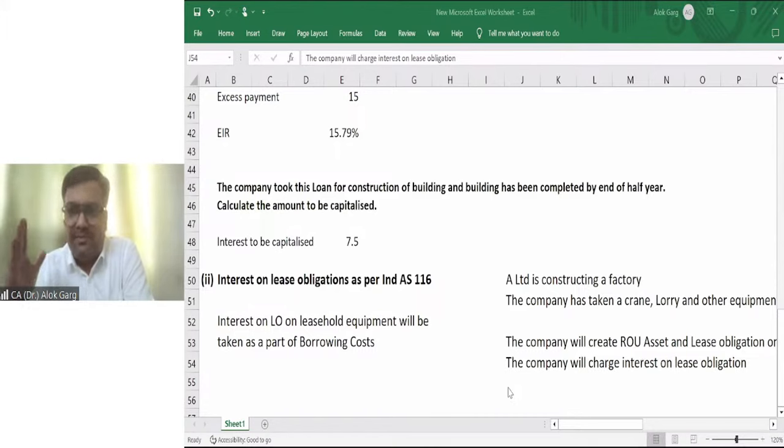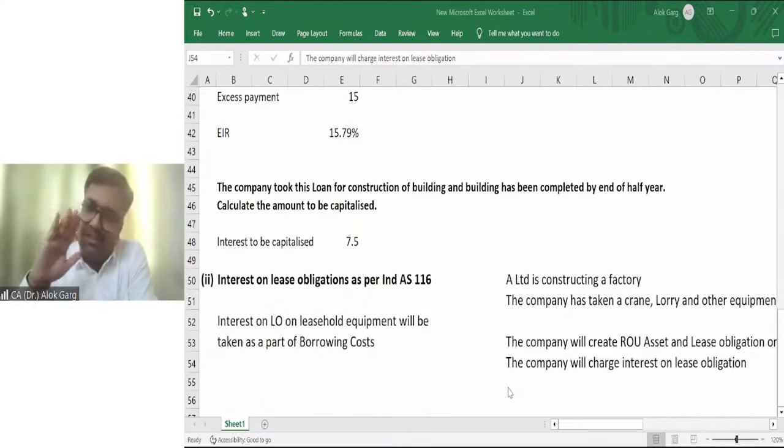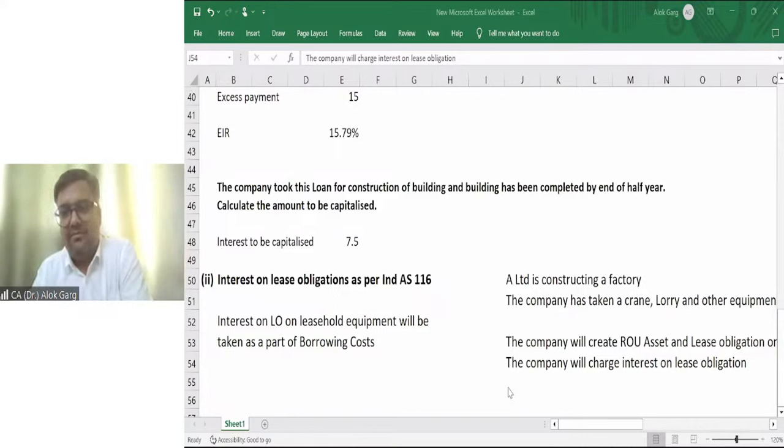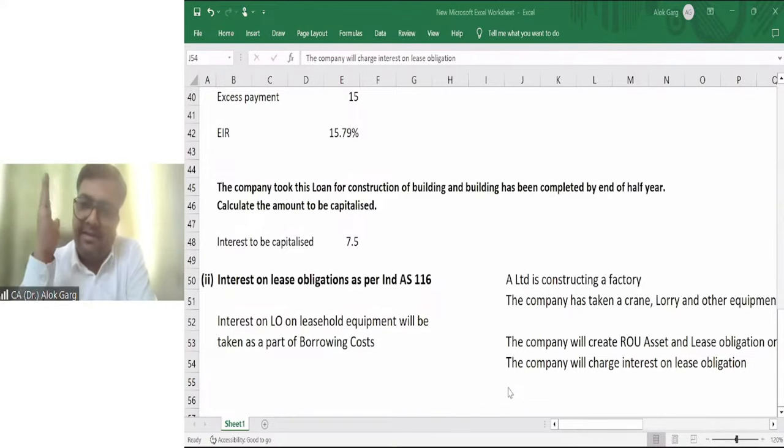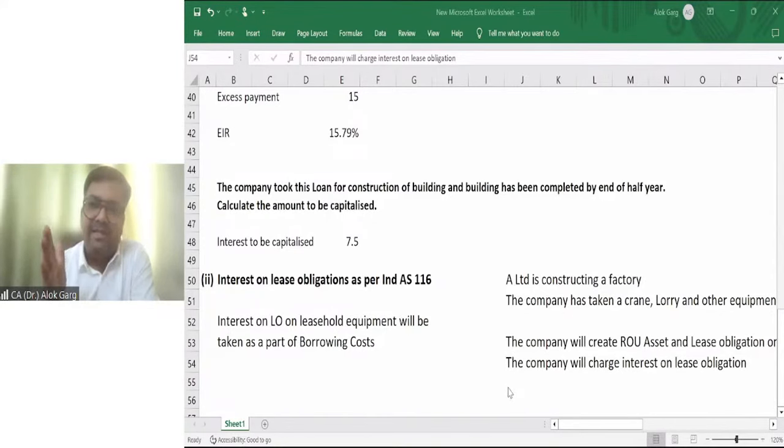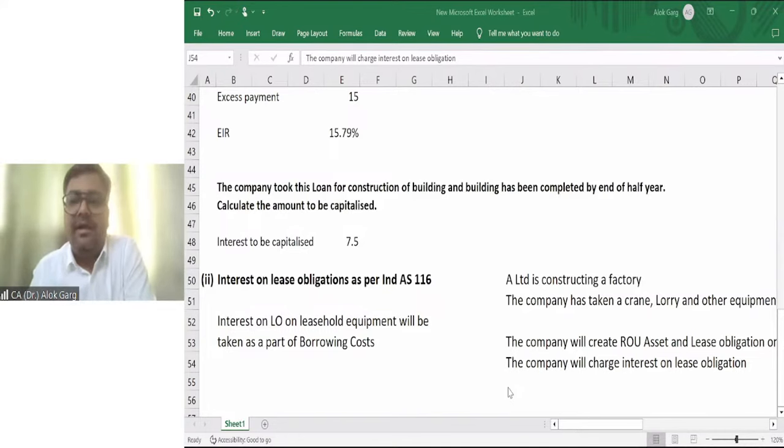The factory construction has been completed in a period of 2 years. The loan has not been paid. The loan is still outstanding, but the construction of the factory got completed in 2 years. So in the first 2 years, these 100 crore will be capitalized. After the completion of the factory, in the remaining 3 years, the interest on the loan will be charged to P&L. Is that clear, friends?